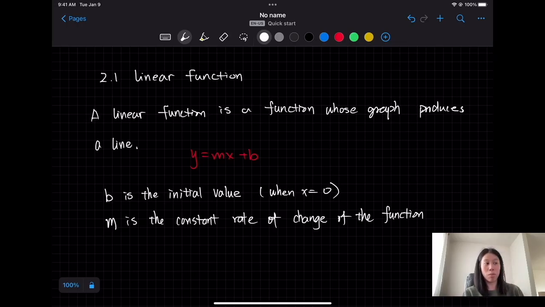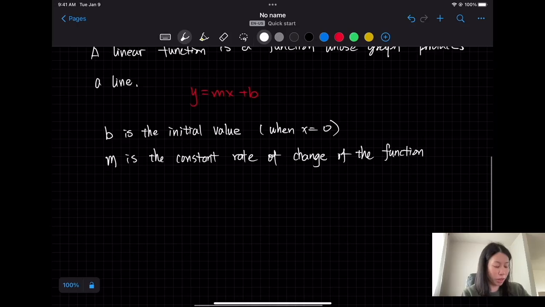There are many examples, such as when you're trying to take a taxi, the starting rate would be $3. That means once you get in the taxi, they're going to charge you $3. And after that, every 1 mile, they're going to charge you $4. So this is a linear function, right? Here, m is the constant rate of change. We also call it the slope.